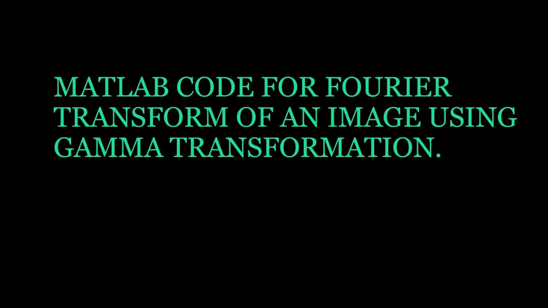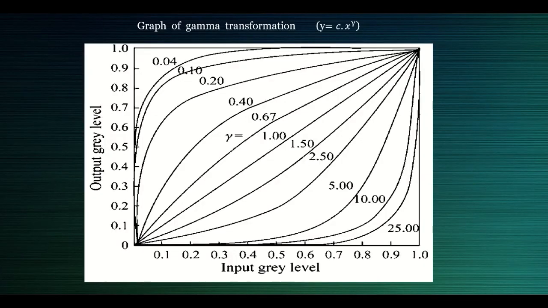Now let's see the MATLAB code for the Fourier transform of the image using gamma transformation. This is the graph of the gamma transformation. Here we can see for gamma less than 1, the graph is like this, for which lower input gray level values are mapped to higher output gray level values, so that we can see the lower intensity values in the input image with higher intensity.